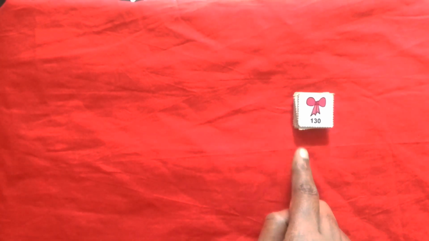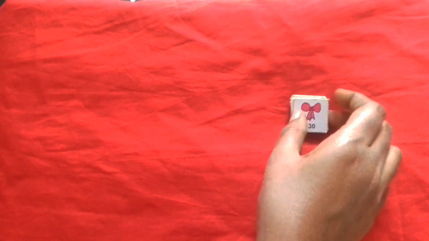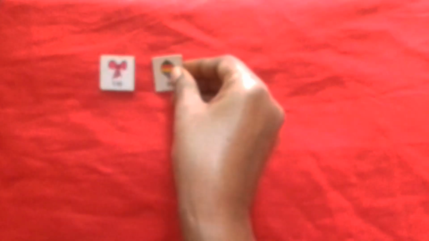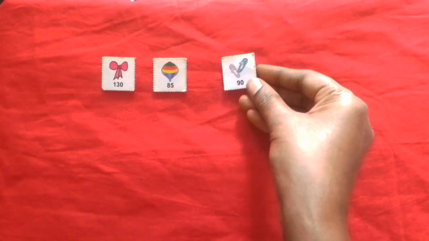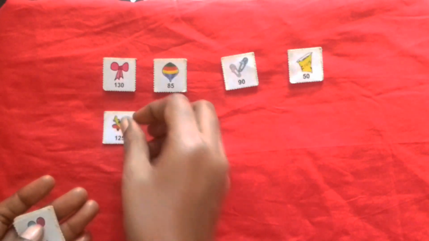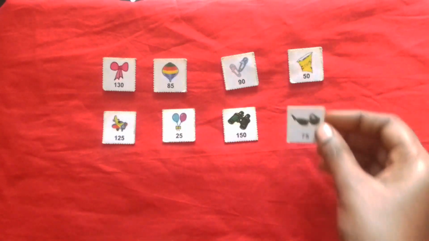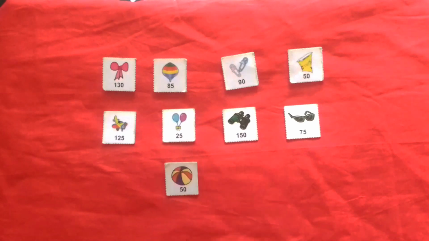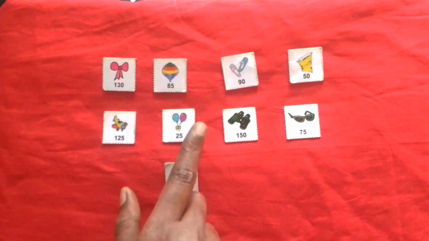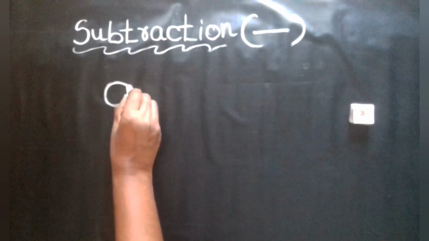Now, we will count the number of cards that are available here. 1, 2, 3, 4, 5, 6, 7, 8, 9. How many cards do you have now? You have 9 cards. So, you have 9 cards.